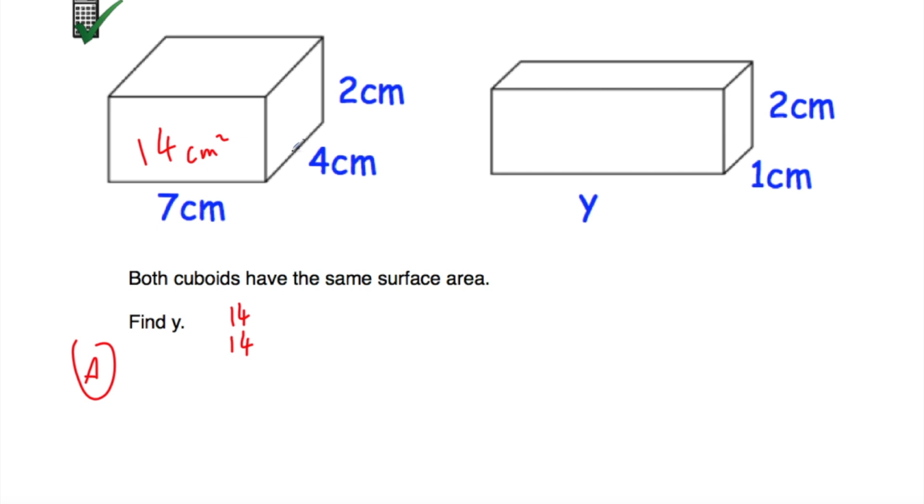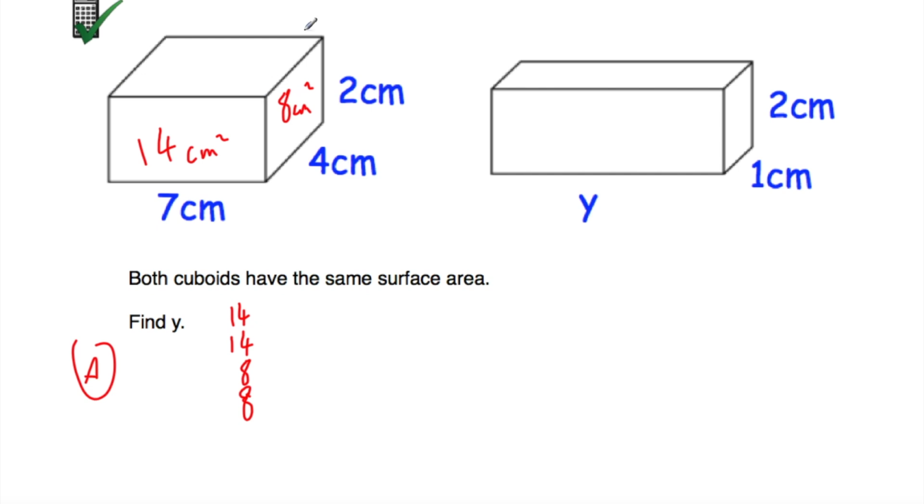Now let's look at the right hand side. We've got 4 times 2, that's equal to 8 centimeters squared. So the right hand side has an area of 8, and the left hand side has an area of 8 centimeters squared. So we've done the front and the back and the right side and the left side. Now let's do the top and the bottom.